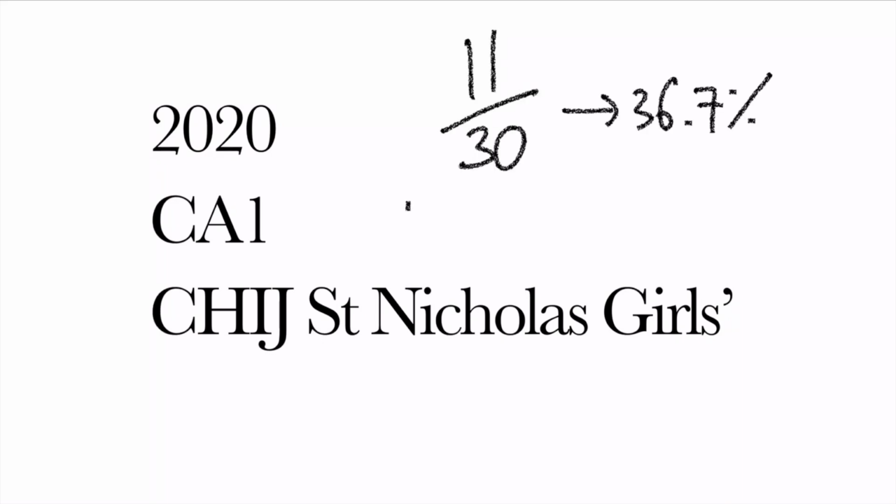And now we have reached the end of this paper, and there are a total of 30 questions, 11 of which are intermediate, so that's 36.7% being level 2. So congratulations on finishing it, and hope you had fun.